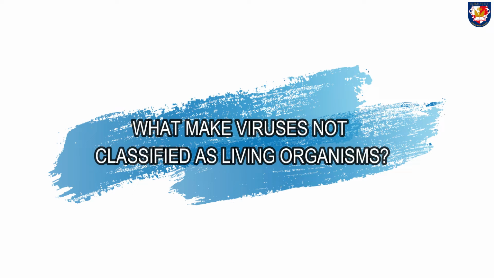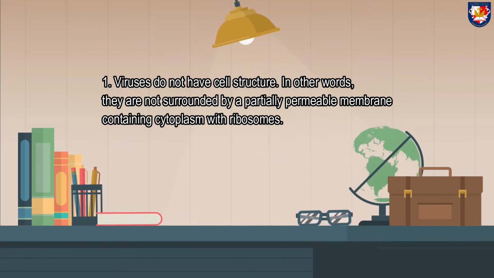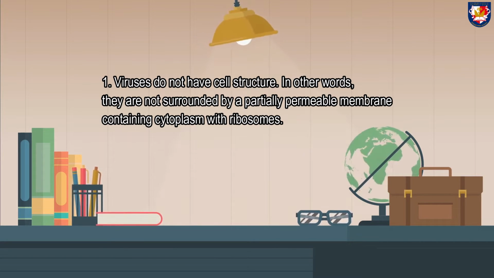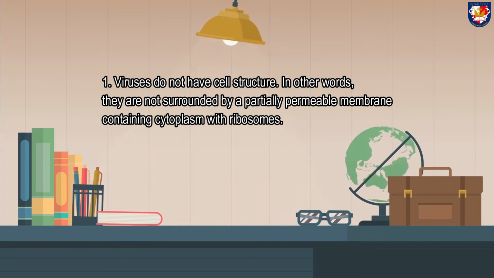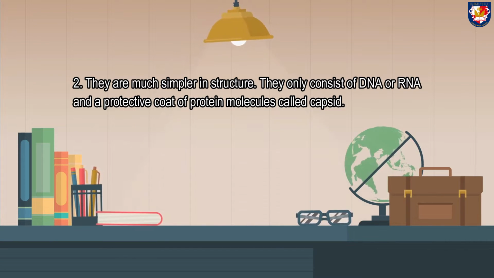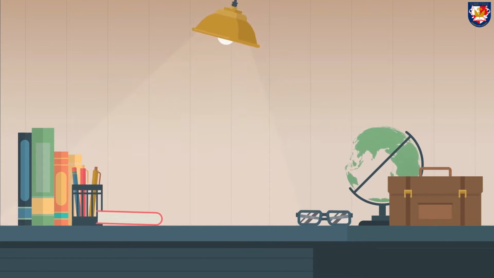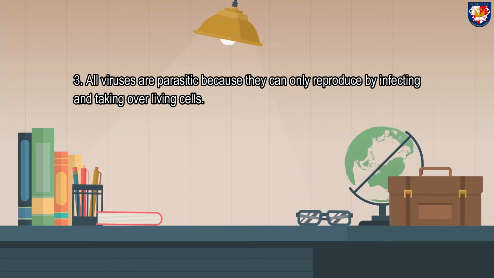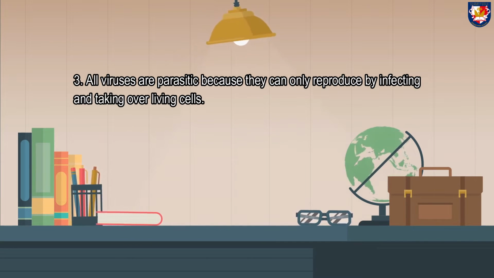What makes viruses not classified as living organisms? First, viruses do not have cell structures. In other words, they are not surrounded by a partially permeable membrane containing cytoplasm with ribosomes. Second, they are much simpler in structure. They only consist of DNA or RNA and a protective coat of protein molecules called capsid. Third, all viruses are parasitic because they can only reproduce by infecting and taking over living cells.